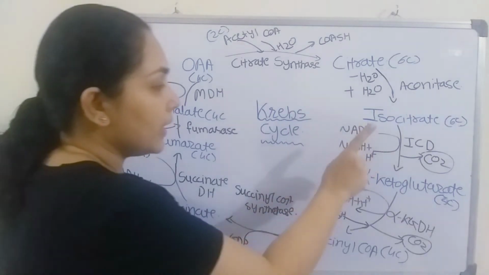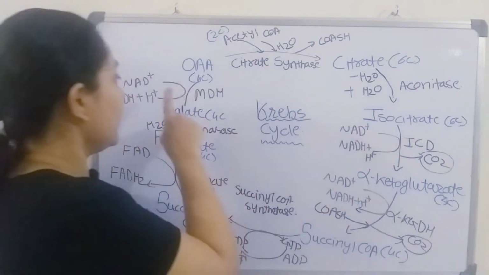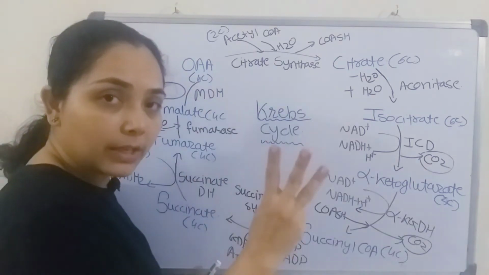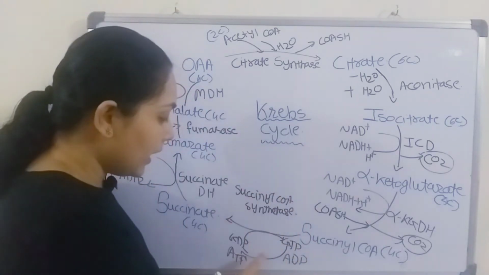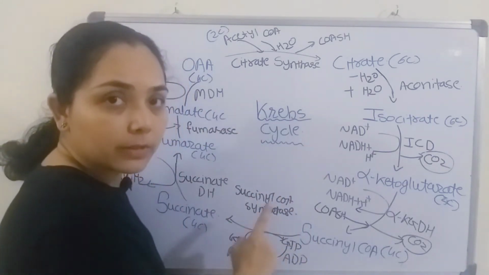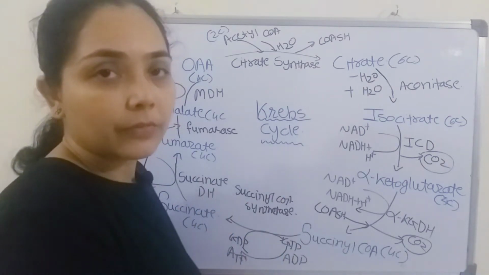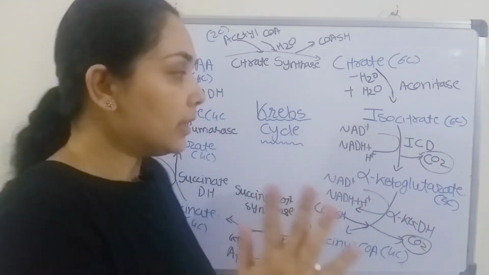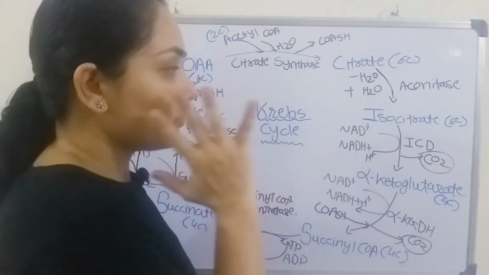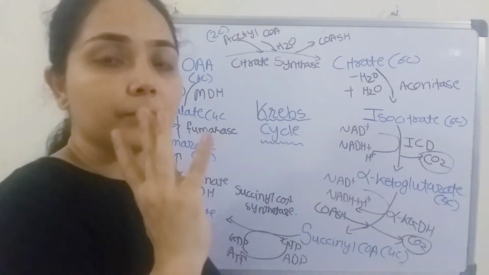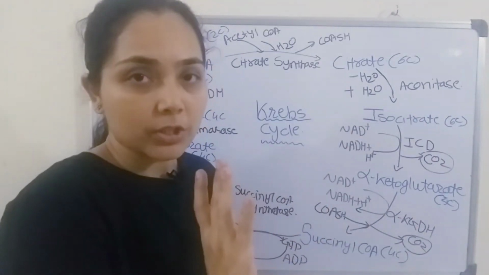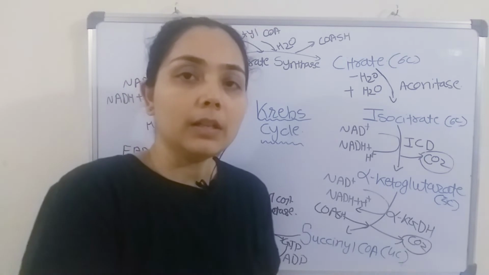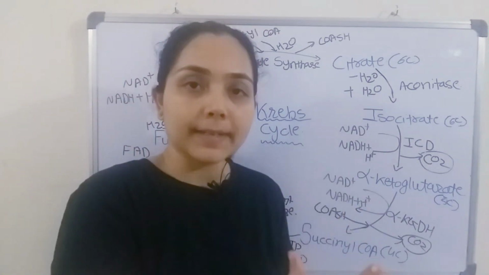So in total, 3 NADH, 1, 2 and 3 NADH, and 1 FADH2, and 1 ATP, that is direct ATP. We can call it a cache. Now we start our topic, that is the regulation. Regulation of the Krebs cycle depends upon the energy status of the cell.